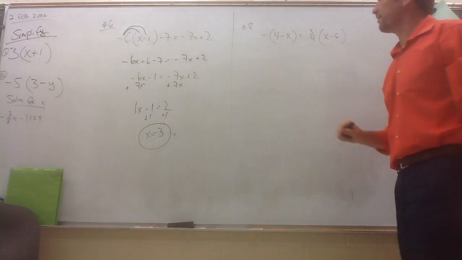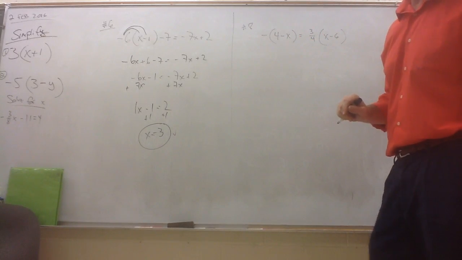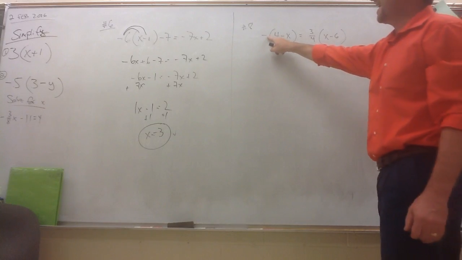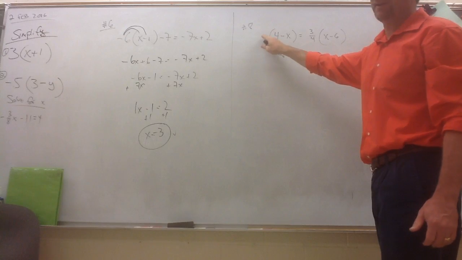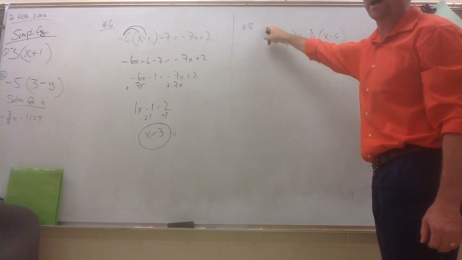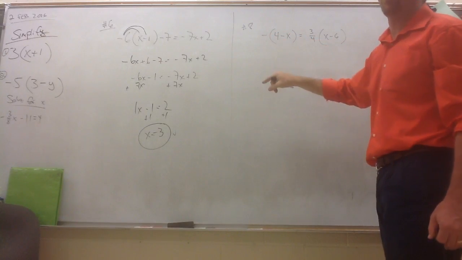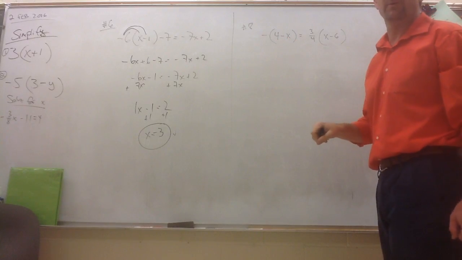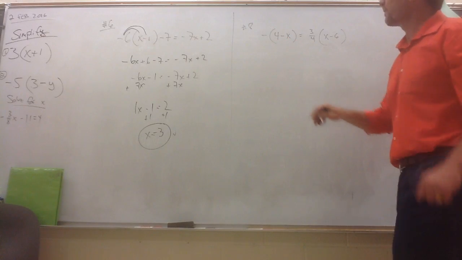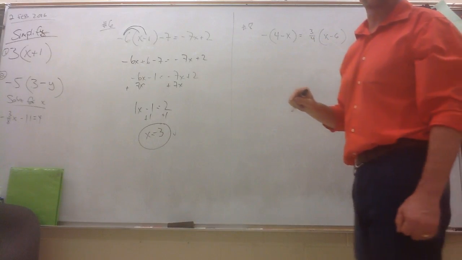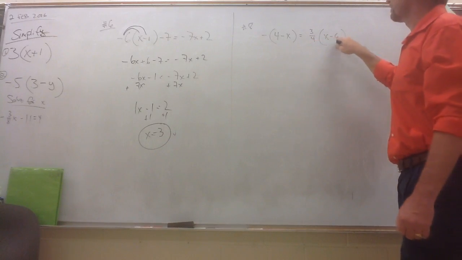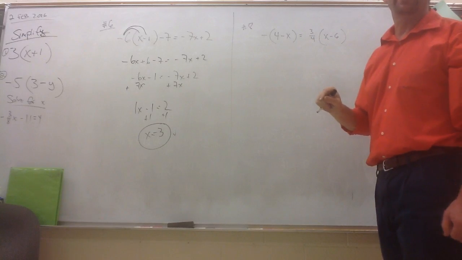Take a look at problem number 8 here. A couple things about this one. One, you notice this negative sign outside of your parentheses. You actually have to distribute this negative sign, or if you want, you could put a 1 there. That's a negative 1 times the quantity 4 minus x. But before we worry about that, we've got this fraction here. And remember our first step, since I don't want to try and multiply by a fraction, let's clear this fraction.